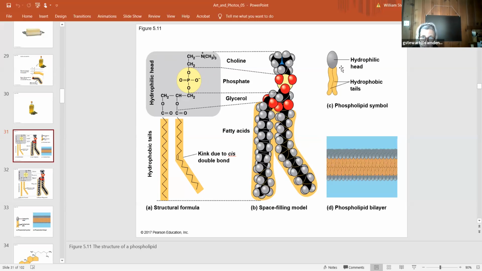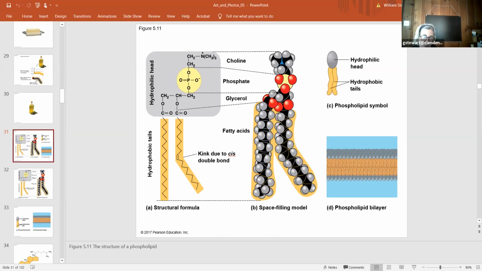When phospholipids are together in a group, without any interference, they form a bilayer. This is the function of the phospholipid. Get ready, write this out. Function of phospholipid: all membranes in all cells are composed of a phospholipid bilayer.